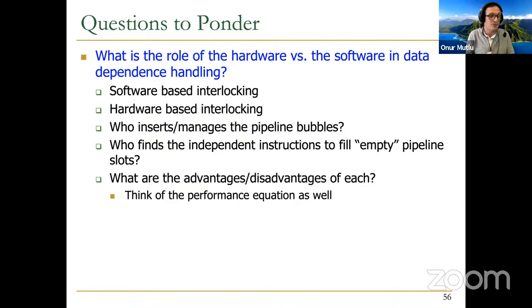Plus, not only are they both complicated, but they may sometimes be going against each other. Not necessarily going against each other, but they may be inefficient. They may be repeating themselves. So software is doing some instruction scheduling. Hardware is also doing some instruction scheduling, as we will see, stalling, et cetera. But they're not efficient because they're both doing the same thing at different levels, if you will. So keep these in mind when you're thinking about hardware versus software.